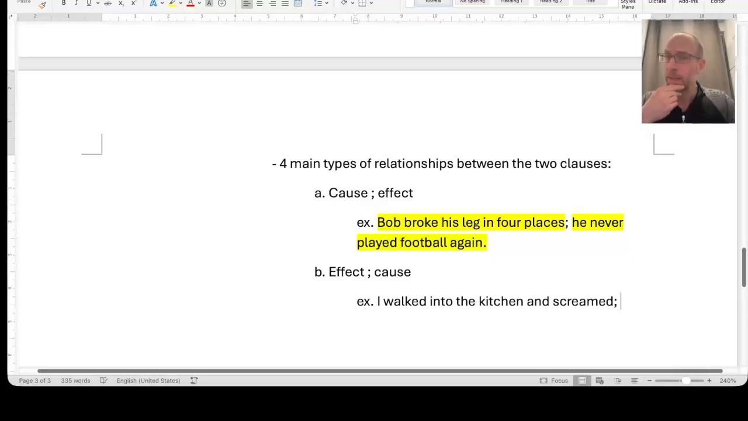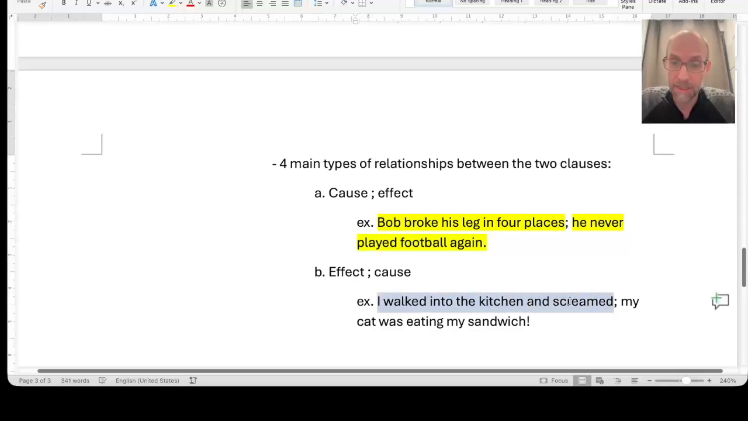You're wondering, why did he scream? What happened? What caused that? My cat was eating my sandwich. Okay, shocking. Yeah, no wonder I screamed. Okay, so here we go. We have the effect, the screaming, and the cause, which is my cat eating my sandwich. That's what caused the scream.